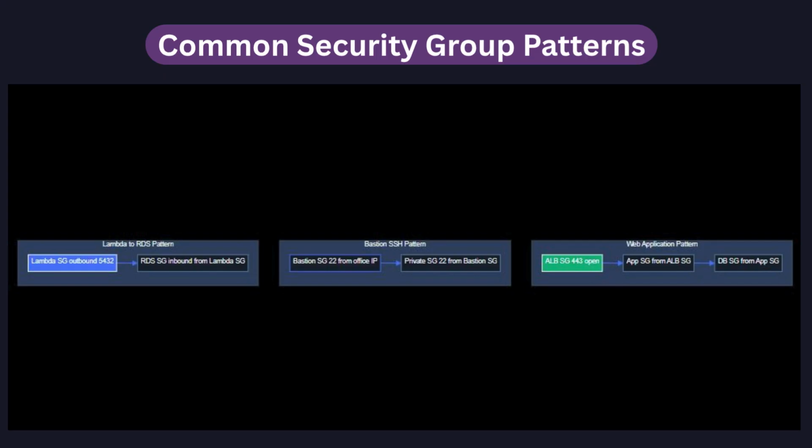In a bastion host pattern, SSH access is limited to a bastion server that is only accessible from a trusted IP, and private instances allow SSH only from that bastion AWS security group. In a Lambda to RDS pattern, the database accepts connections only from the Lambda AWS security group, ensuring controlled access.